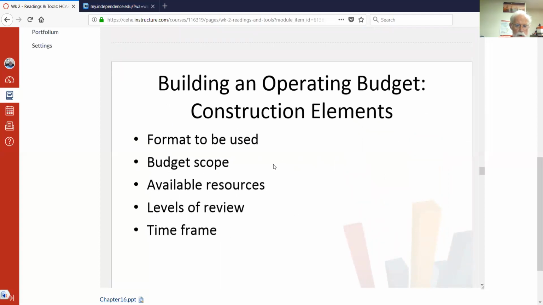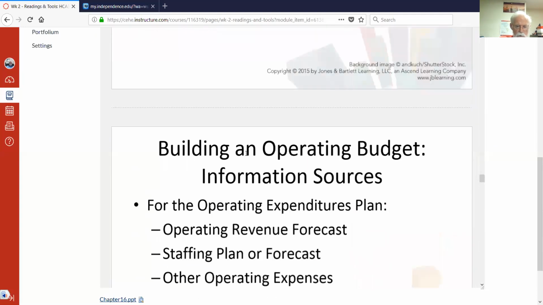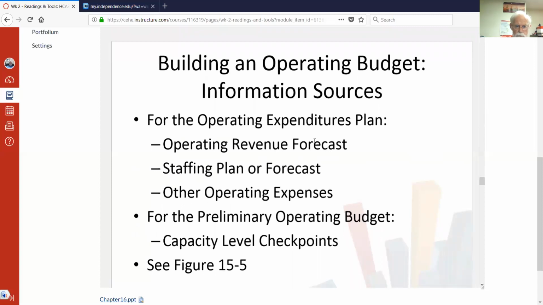Here again, it depends on your organizations, the format, the scope, available resources. This idea of available resources in building a budget is looking at not just what you need to prepare the budget, but also meaning monetary resources and staffing, but what you might need to add to the organization in terms of staffing and so forth. And then levels of review and the time frame are all dependent on the organization.